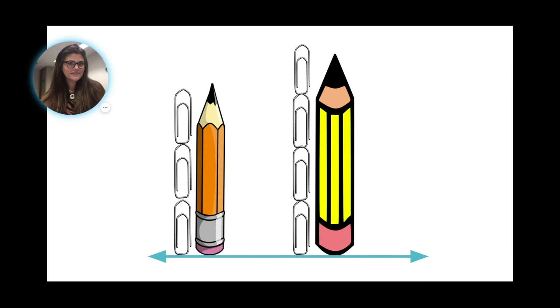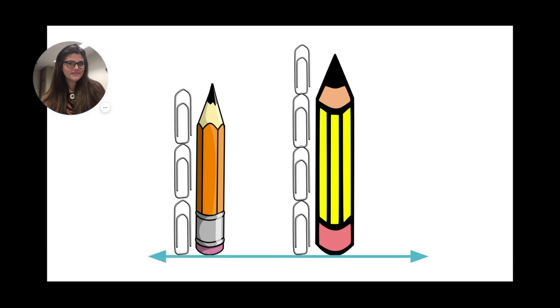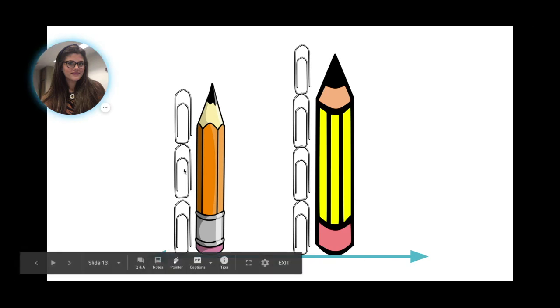And how many paper clips tall is the yellow pencil? That's right, Keeble Cubs, good job. We see that it is about 4 paper clips in height, 4 paper clips tall. So, because it is 4 paper clips tall and the orange one is 3, we know that the yellow one is the taller pencil. Good job, Keeble Cubs. So, if that's the taller one, what's this orange one? That's right, it's the shorter pencil.